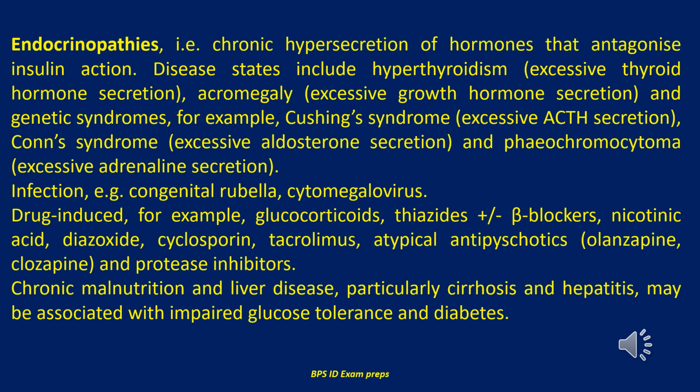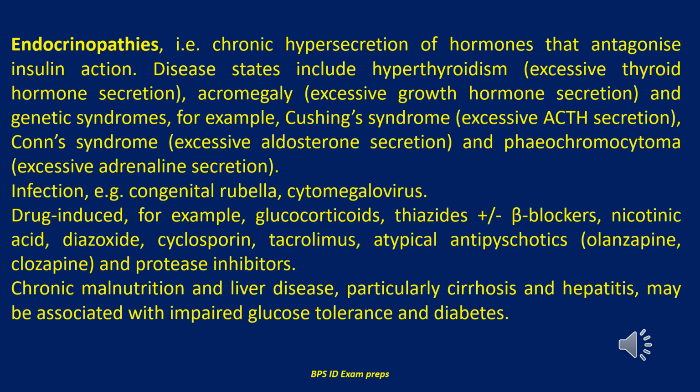Another secondary cause can be endocrinopathies, i.e. chronic hypersecretion of hormones that antagonize insulin action. Disease states include hyperthyroidism, which involves the excessive thyroid hormone secretion, acromegaly, which involves excessive growth hormone secretion, and genetic syndromes, for example, Cushing's syndrome, which involves excessive ACTH secretion, Conn's syndrome, which involves excessive aldosterone secretion, and pheochromocytoma, which involves excessive adrenaline secretion.